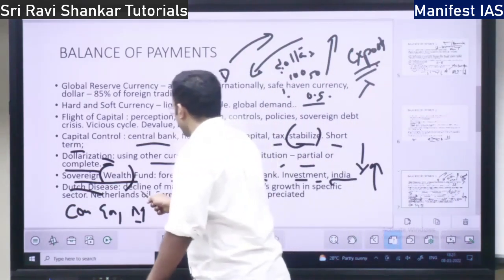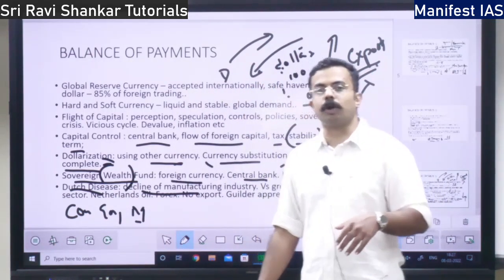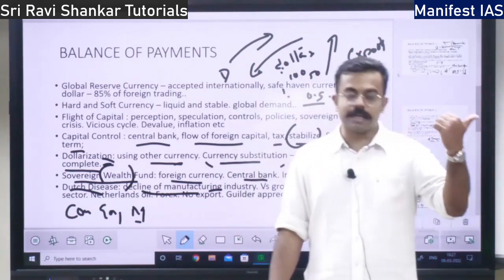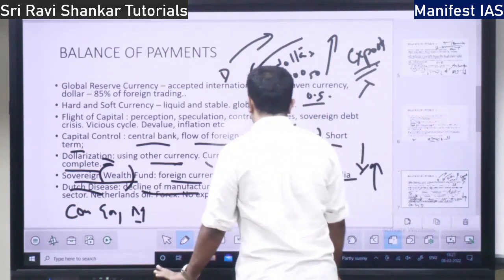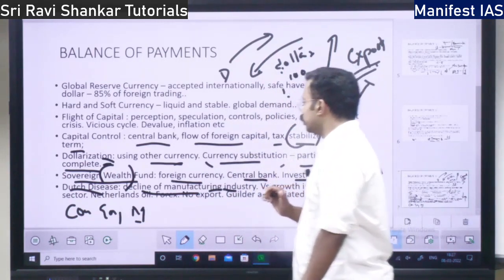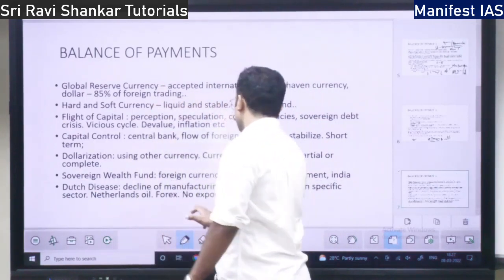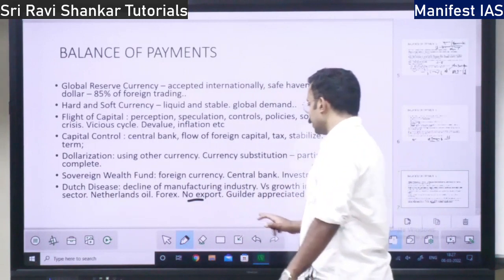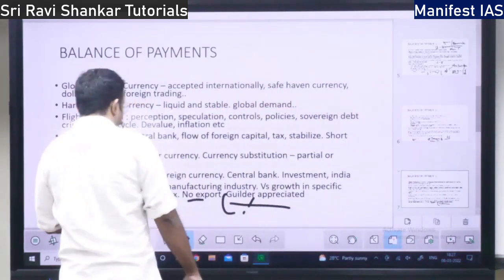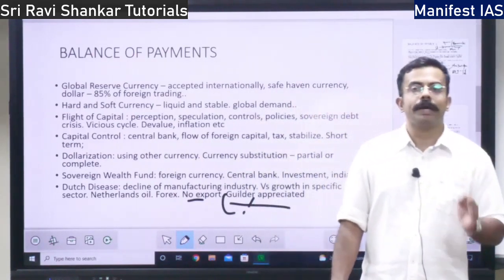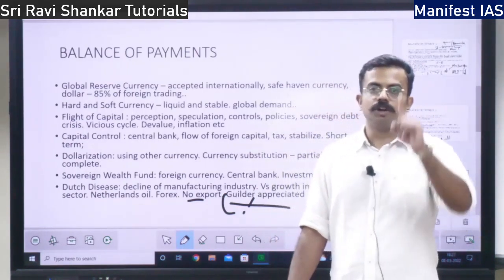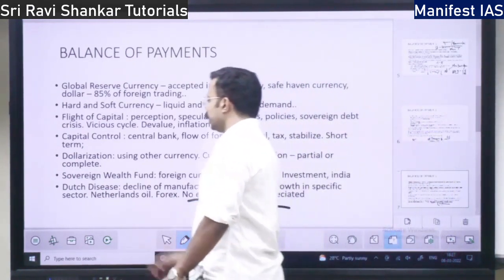This is Dutch disease. Declining of manufacturing. Because of export of only one product, the manufacturing and other industry declined. Because more foreign currency came, the local currency appreciated, it impacted the exports. That is Dutch disease. So, decline in manufacturing industry, right? So that is Netherlands oil, export of Netherlands oil. Forex comes, other exports were hampered. Guilder, that is Netherlands currency is called guilder, it appreciated, right? So this is what happens when you export only one particular product. That is why we have to diversify our exports. That is, we have to export all possible products, not just one product, or else we will also face what? Dutch disease.